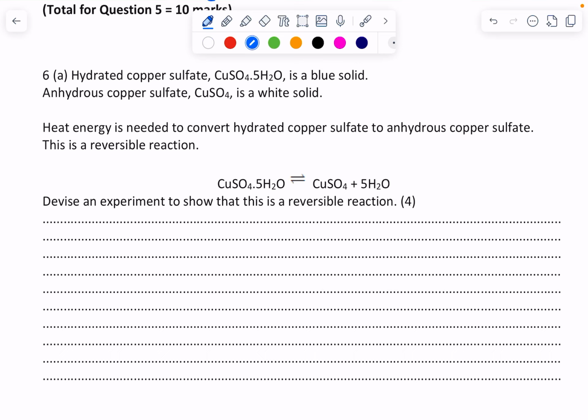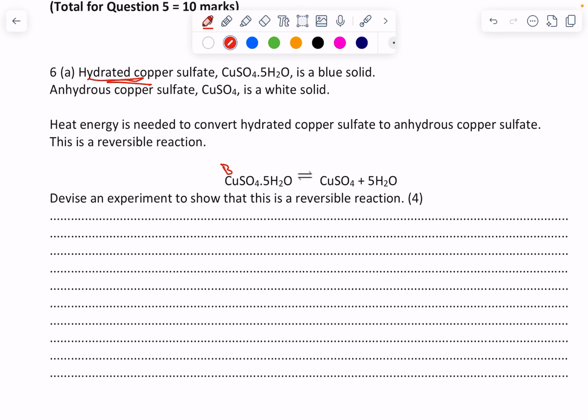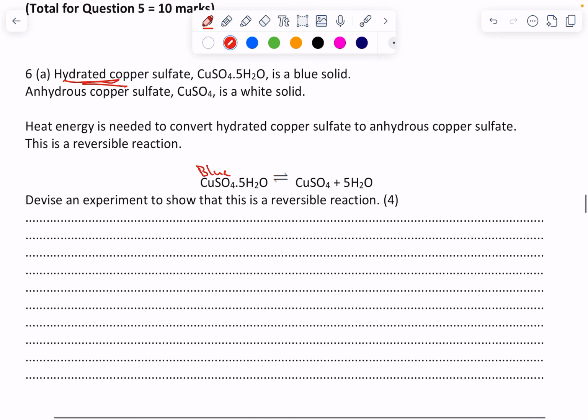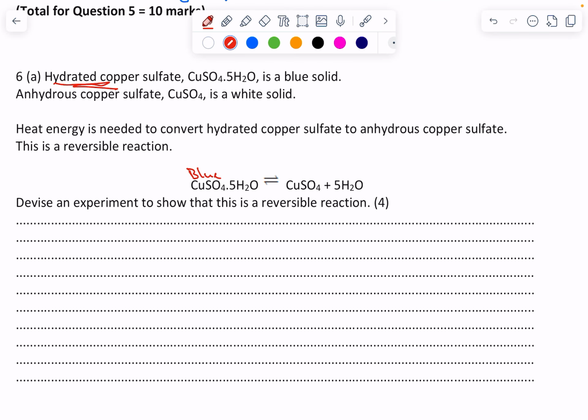But you need to read this question carefully to really understand what's going on. And I'm going to add some notes to the equation to help me work this out. So the first one is this hydrated compound is a blue. So I'm going to put here to remind me it's a blue solid. And the anhydrous, anhydrous means without water, is white.